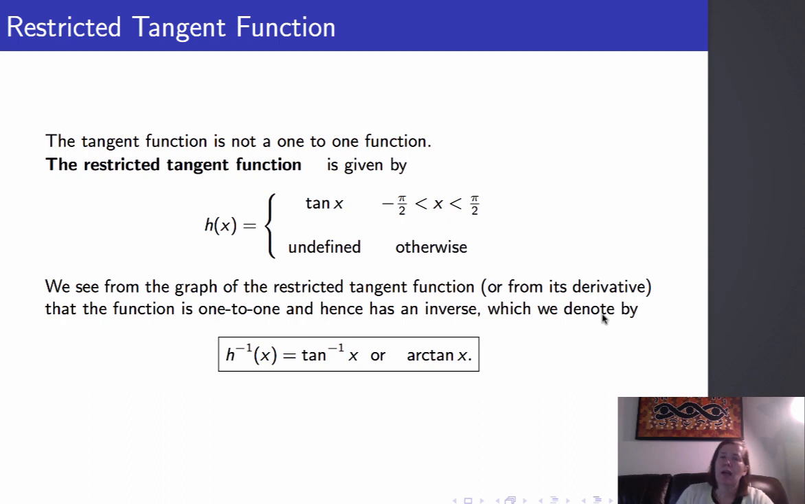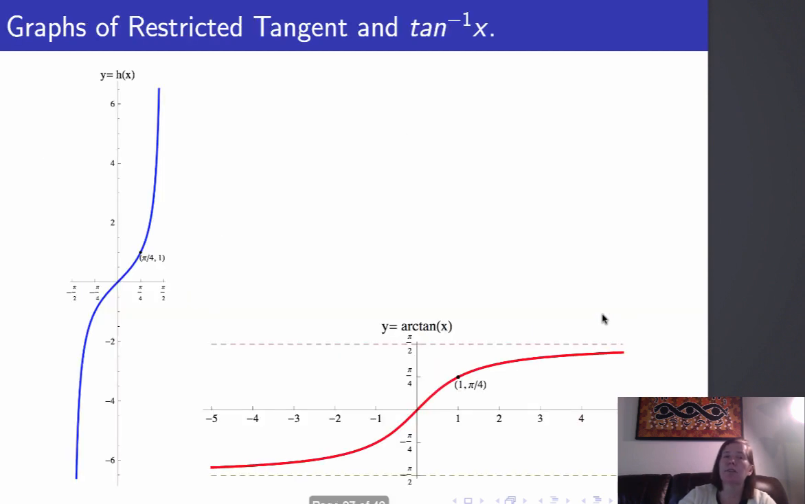Now we can also create an inverse tangent function, also called arctangent of x. And once again we have to restrict the domain of the tangent function to make it a one-to-one function. So our restricted tangent function is the piecewise defined function h of x. It equals tangent of x for x between minus pi over 2 and pi over 2, and otherwise it's just undefined. And we see from its graph that the function is one-to-one and it has an inverse, and we call that inverse tan inverse of x or arctangent of x.